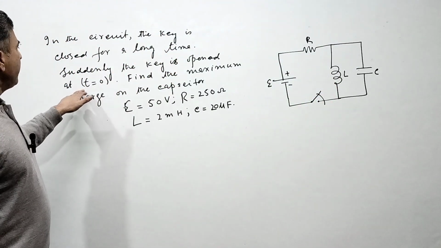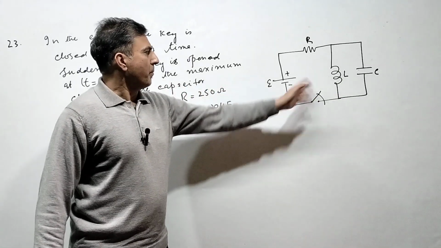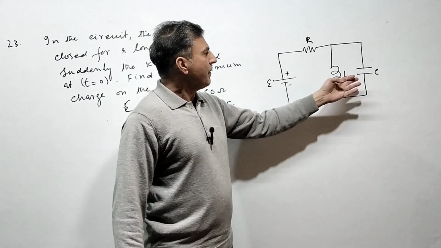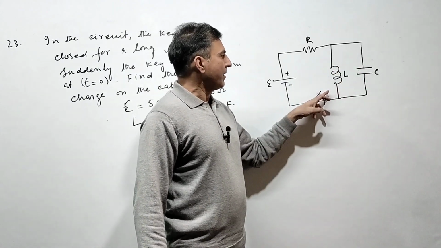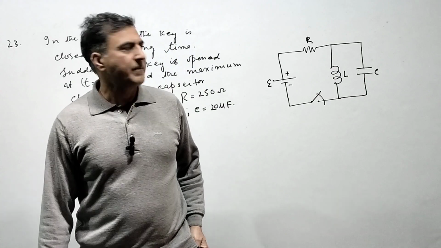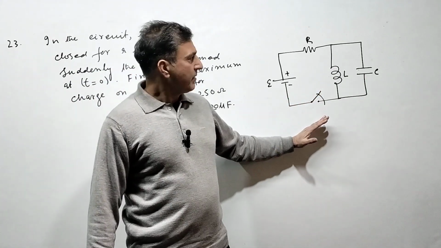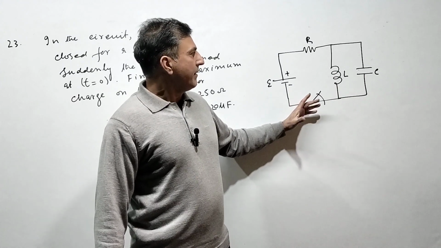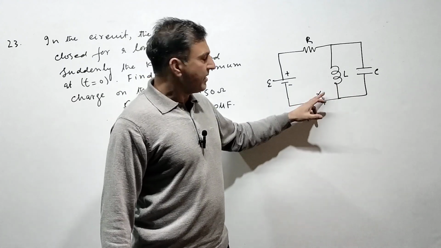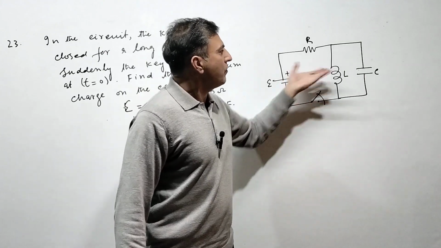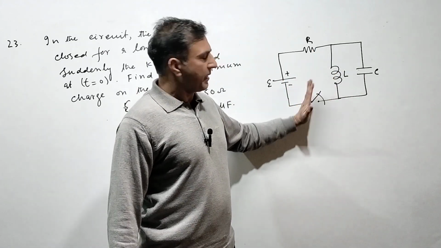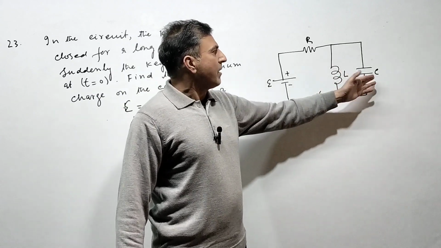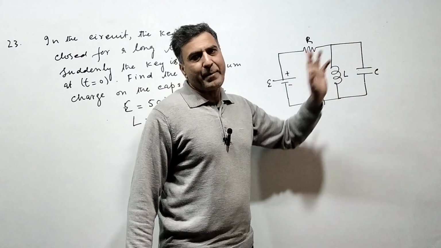Suddenly the key is opened at t equal to 0. Find the maximum charge on the capacitor. What will be the maximum charge on the capacitor when you open the key? The key was already closed and the current was already flowing in the circuit, and all of a sudden at t equal to 0, we open the key, and then we have to find the maximum charge accumulated on the capacitor.